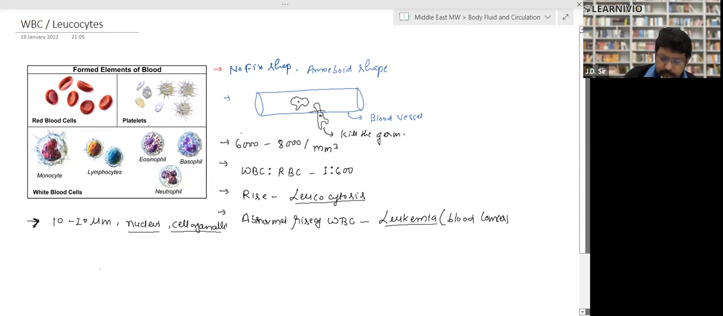Next, the formation of WBC is called leukopoiesis. Formation of WBC is called leukopoiesis.